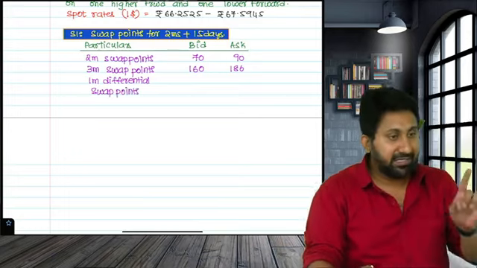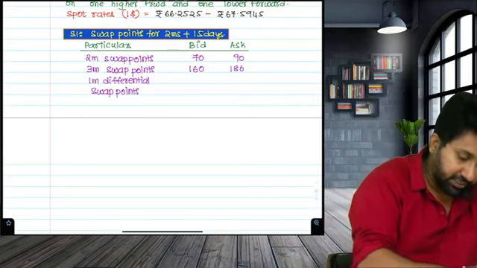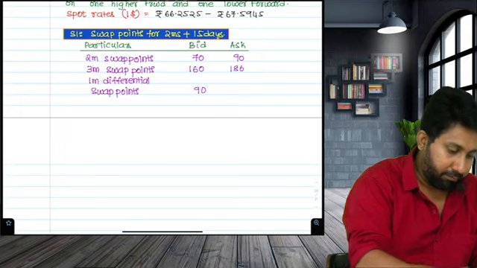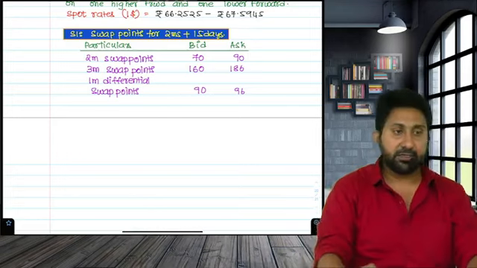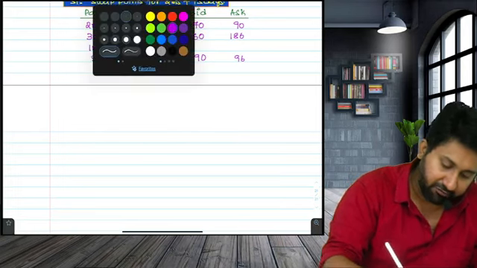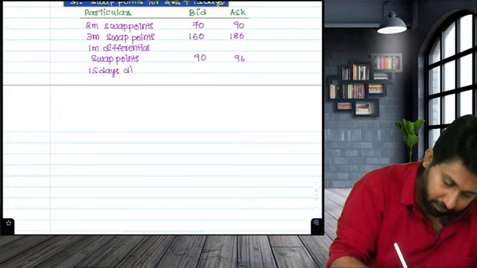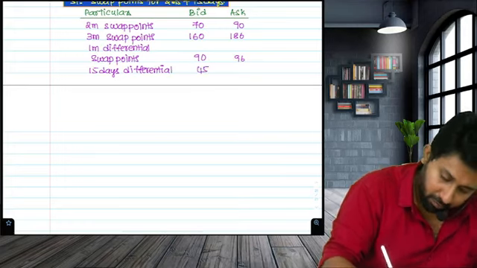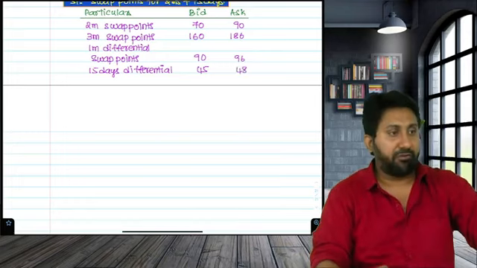2 months 70, 3 months 160 means how much is added for that 1 month? 160 minus 70, 90. 186 minus 90, 96. Okay, 90 and 96. This is for 1 month. Now I want for 15 days. $45 and $48.